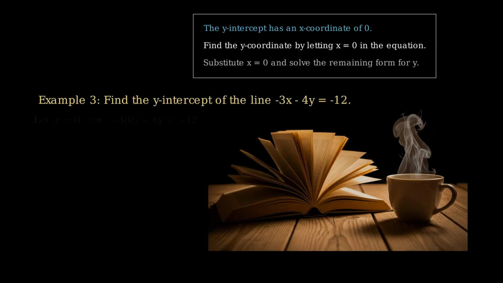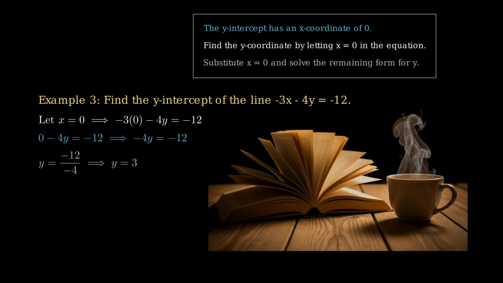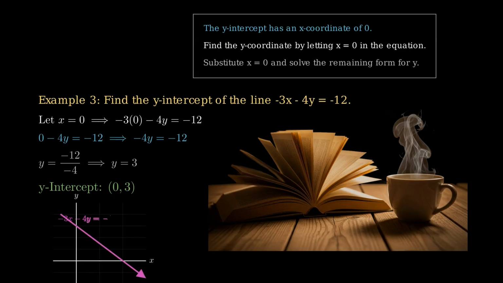Let's solve example 3. Find the y-intercept of the line negative 3x minus 4y equals negative 12. First, we let x equal 0, then solve for y. Substituting 0 for x gives negative 3 times 0 minus 4y equals negative 12. This simplifies directly to 0 minus 4y equals negative 12, which means negative 4y equals negative 12.